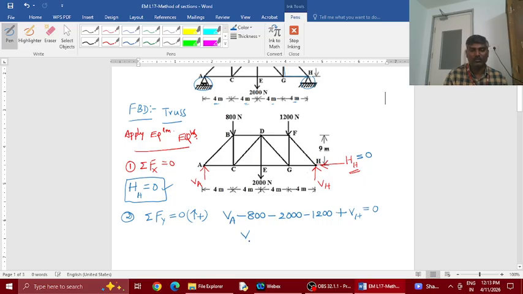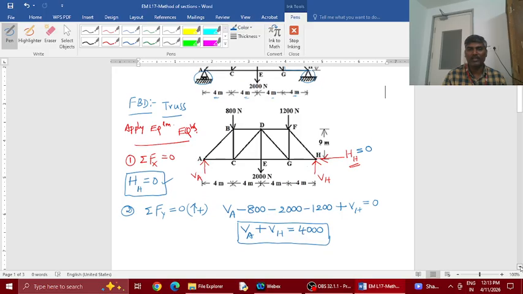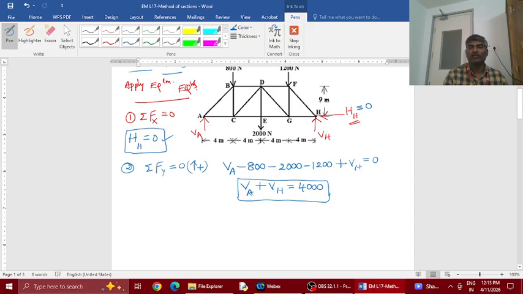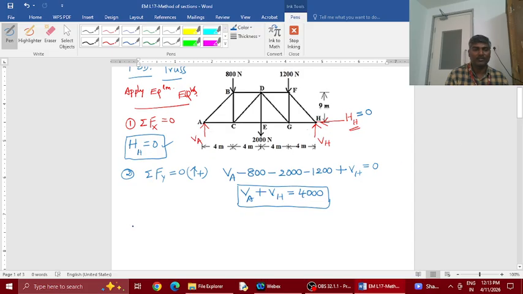So now this gives you VA plus VH is equal to all these values, you just sum it up and take it to the right hand side, 4000. So this is the equation that you get for the equilibrium equation number 2, which is sigma Fy equals 0.